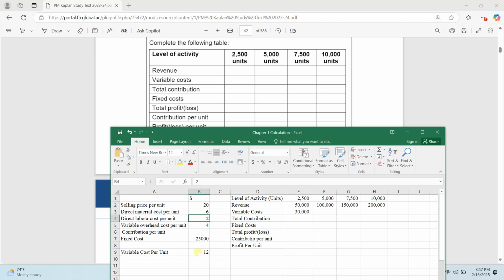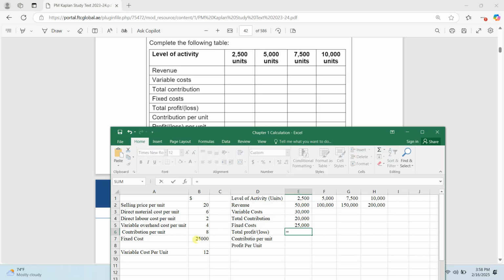If you want to calculate the total contribution, sale price minus variable cost, this is 20,000. If you want to calculate it for 1 unit, the sale price is 20, material cost is 6, direct labor cost is 2, and overhead is 4, which means 12. 20 minus 12, the answer is 8. This is my contribution margin. Even if you multiply 2,500 by 8, you will again get 20,000. So what is the fixed cost? It is 25,000.